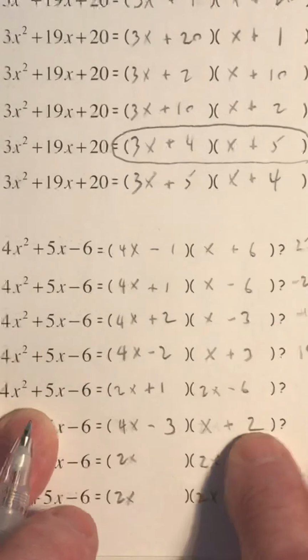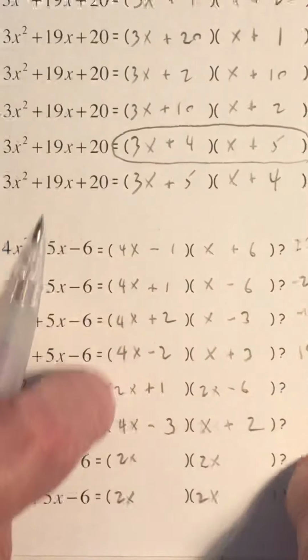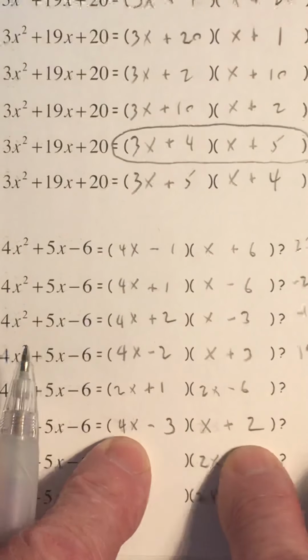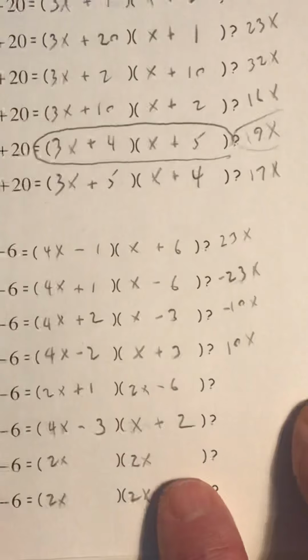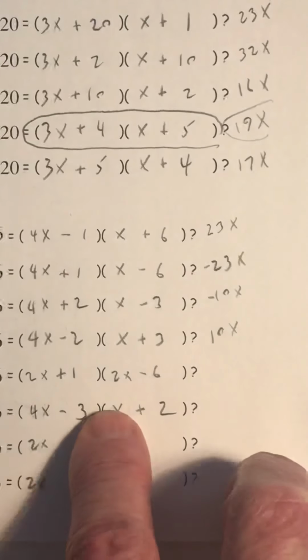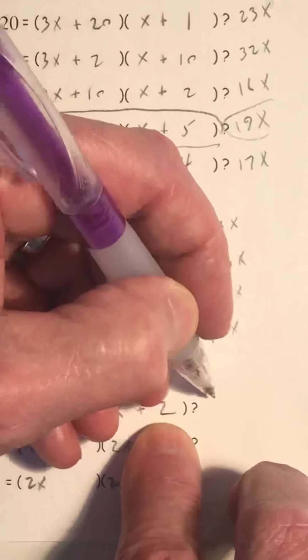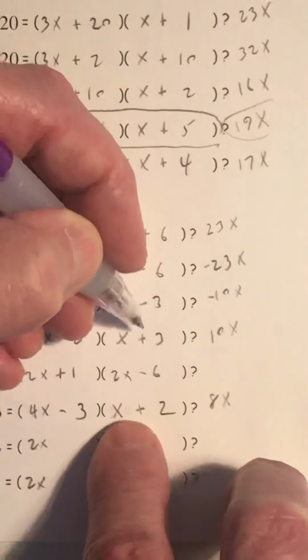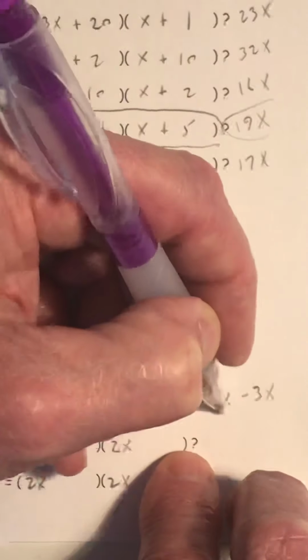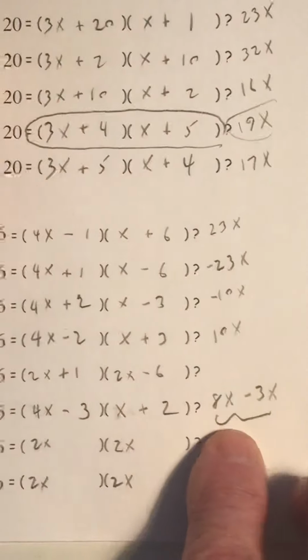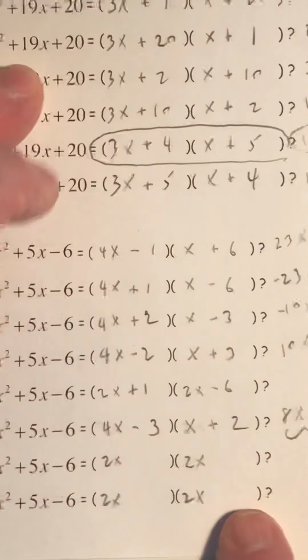Okay, see we had those numbers up here, but in reverse order. Make it 4x minus 3, x plus 2. What does this do? That makes the 4x squared, but then that makes plus 8x and minus 3x. There's your 5x in the middle.